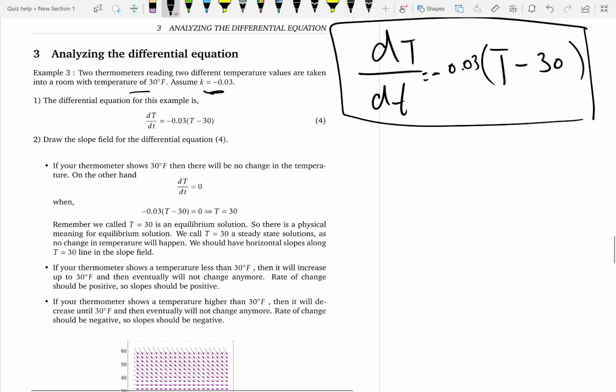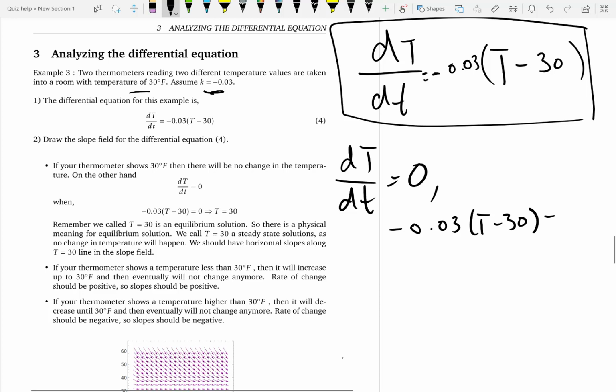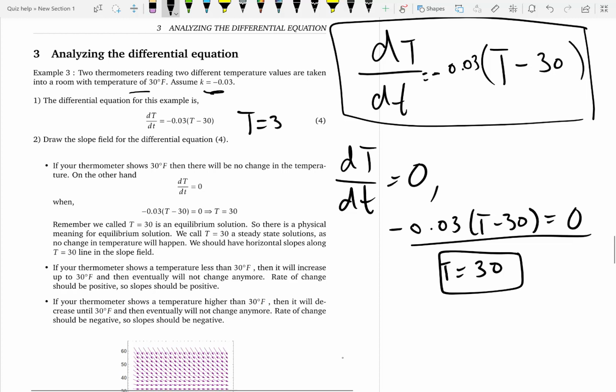Well, to find the equilibrium solution, what you do is you make the differential equation equal to 0 and solve for the dependent variable. So you have to make 0.03T minus 30 equal to 0. You get 0 when T is equal to 30. So the equilibrium solution is actually T equals 30. Or in general, what is the equilibrium solution? The ambient temperature, right? T is equal to T sub m.